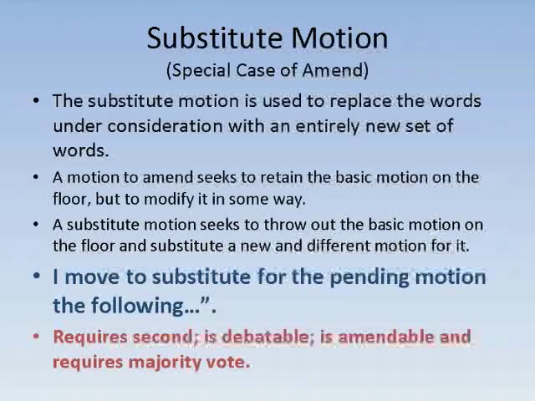The substitute motion is used to replace the words under consideration with an entirely new set of words. A motion to amend seeks to retain the basic motion on the floor, but to modify it in some way. A substitute motion seeks to throw out the basic motion on the floor and substitute a new and different motion for it. And the language is, "I move to substitute for the pending motion the following," and then you state what the following is. Requires a second, debatable, it's amendable, requires a majority vote.